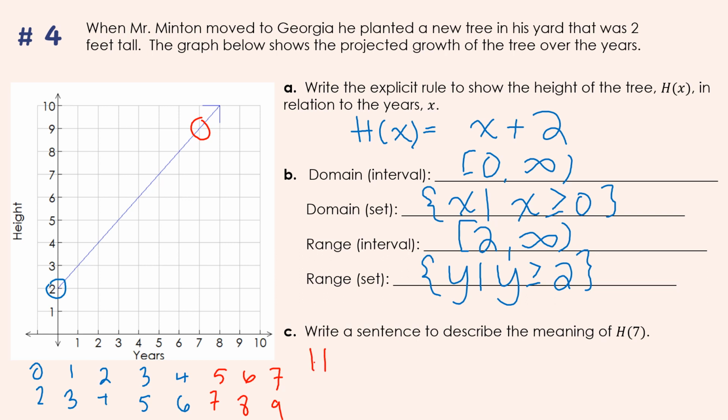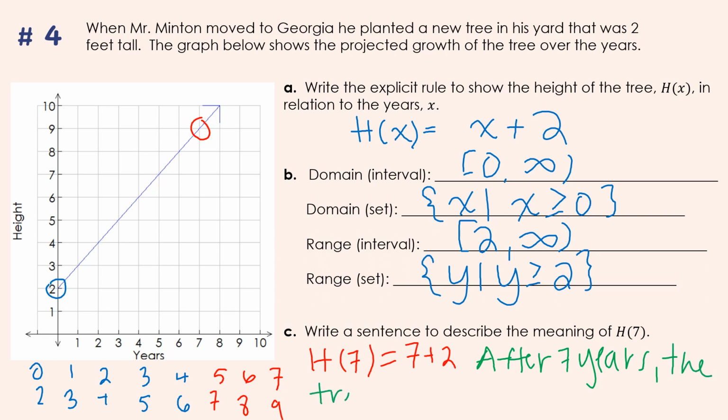You could do h of 7, plug the 7 in for x, and 7 plus 2 is 9. So in this particular problem, there are 3 different ways to figure out h of 7, but the tree after 7 years is going to be 9 feet tall. So let me write a sentence for that. After 7 years, the tree will be 9 feet tall.